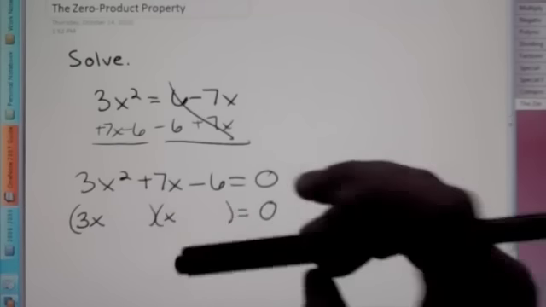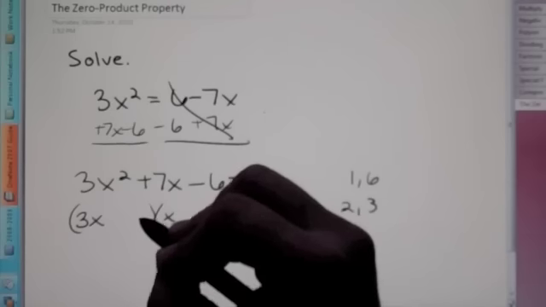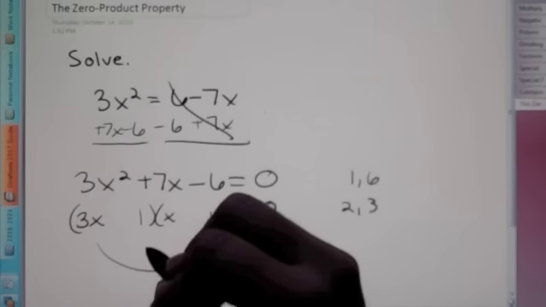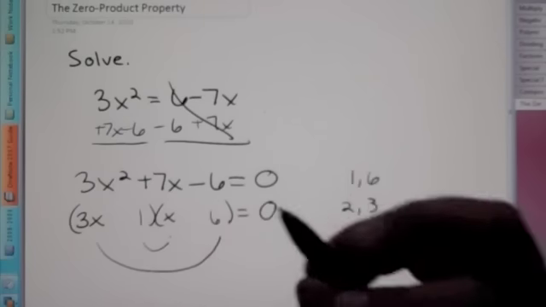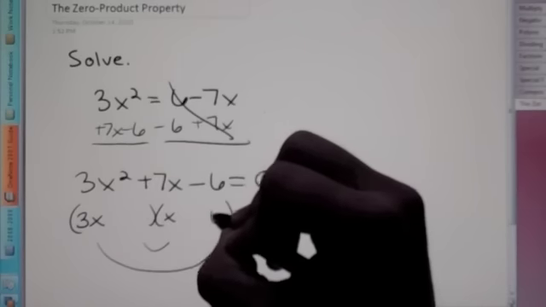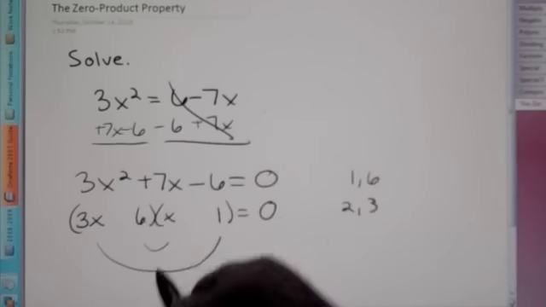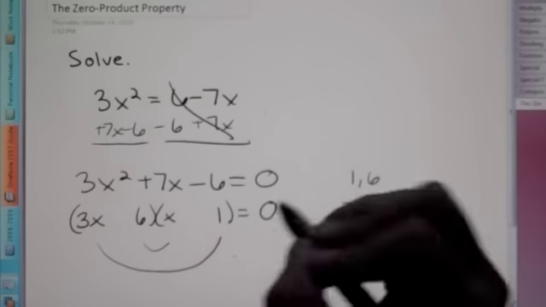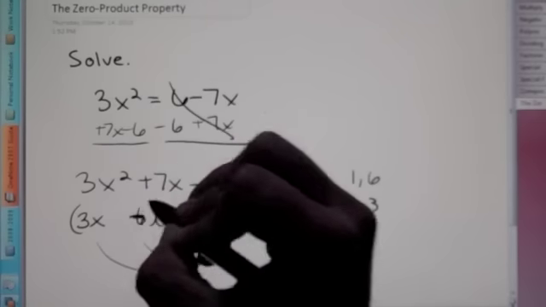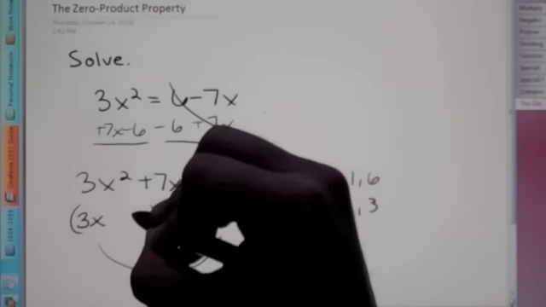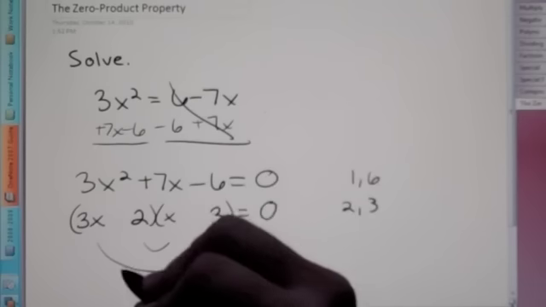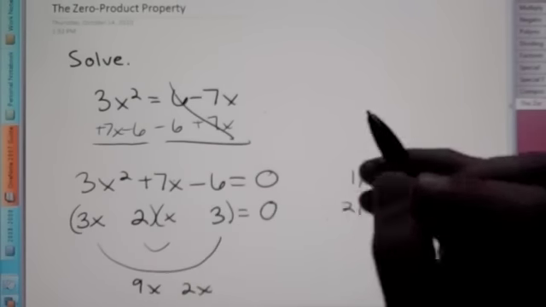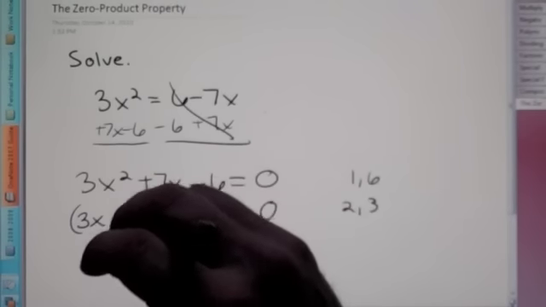So let's just try a little trial and error here. If I put a 1 and a 6, that gives me 18x and 1x. That doesn't work because that has a difference of 17. If I try a 6 and a 1, that gives me 3x and 6x, which has a difference of 3x. So that doesn't work. So if I put a 2 here and a 3 here, that gives me 9x and 2x, which does have a difference of 7x. So those are the terms that we want.